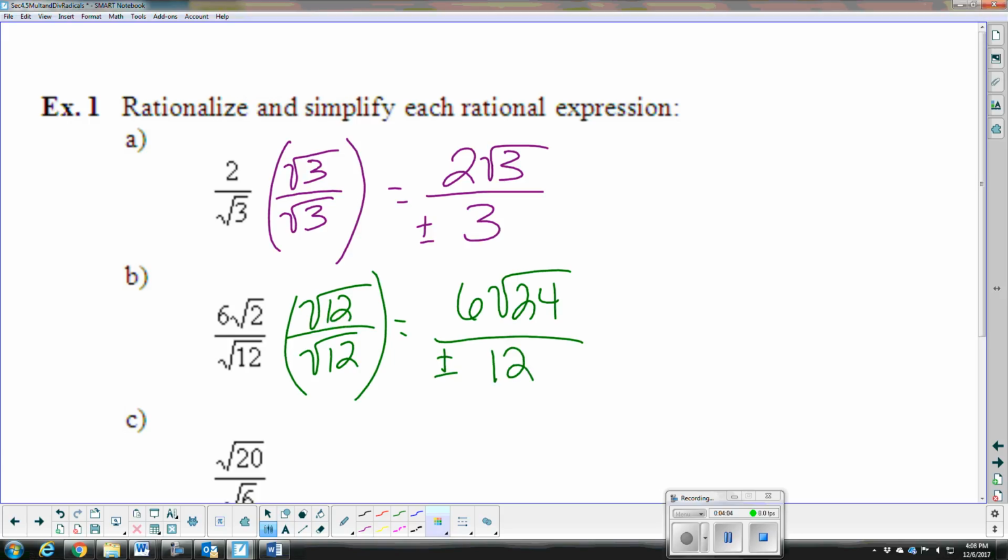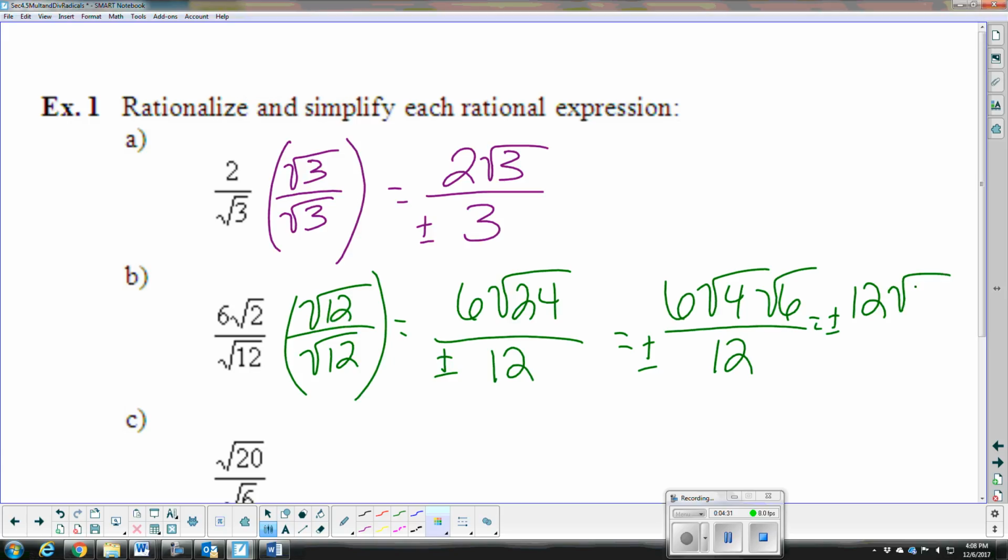Now we can simplify this radical. Okay, we can simplify that radical, 24. It's the same as 6 times the square root of 4 times the square root of 6 over 12, which is the same as 6 times 2 times the square root of 6, which is 12. So again, we've got plus or minus 12 times the square root of 6 divided by 12. Now 12 divided by 12 is 1.